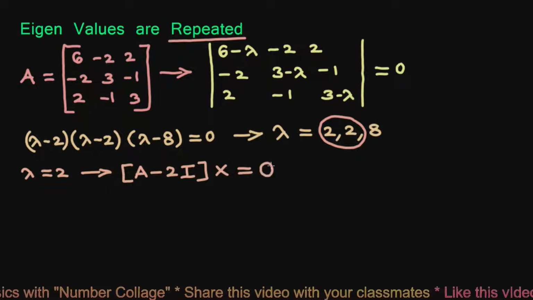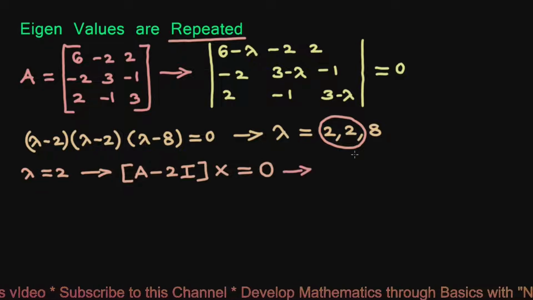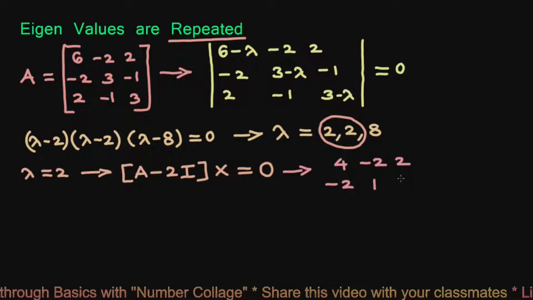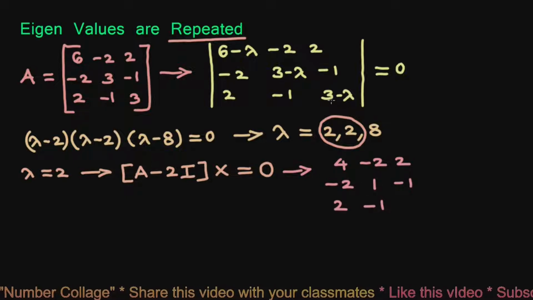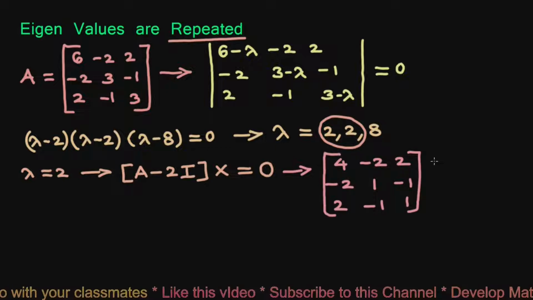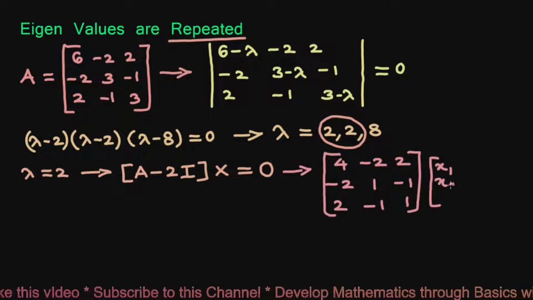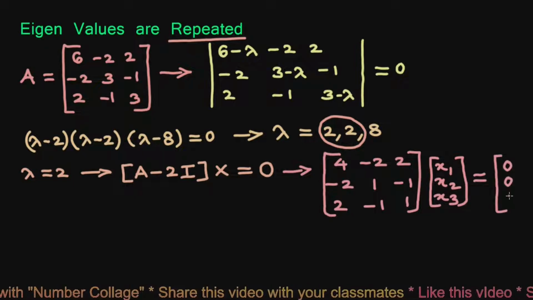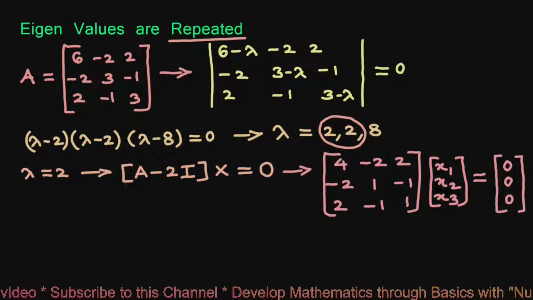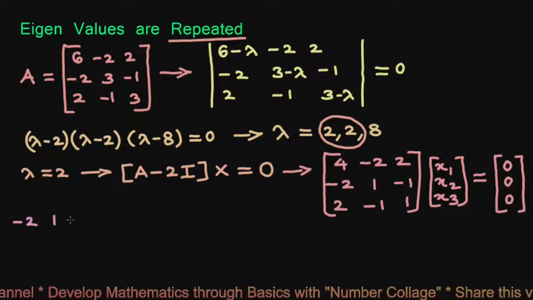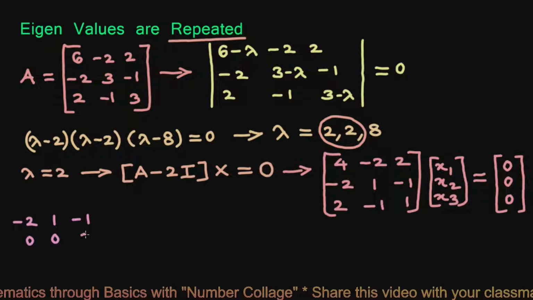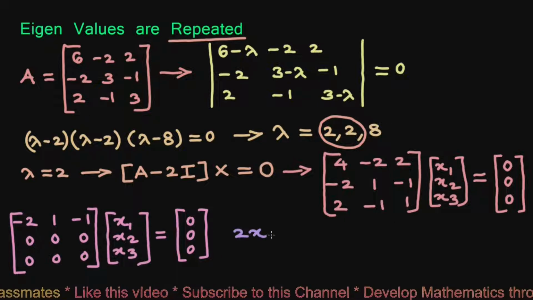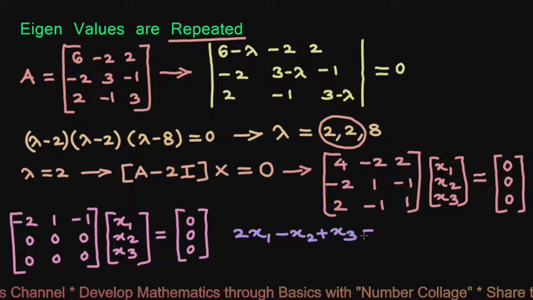which gives us [6-2 -2 2; -2 3-2 -1; 2 -1 3-2], that is [4 -2 2; -2 1 -1; 2 -1 1], multiplied by variables x1, x2, x3 equals the column matrix 0, 0, 0. The row echelon form of the coefficient matrix will be [-2 1 -1; 0 0 0; 0 0 0]. Matrix multiplication gives us 2x1 - x2 + x3 = 0.